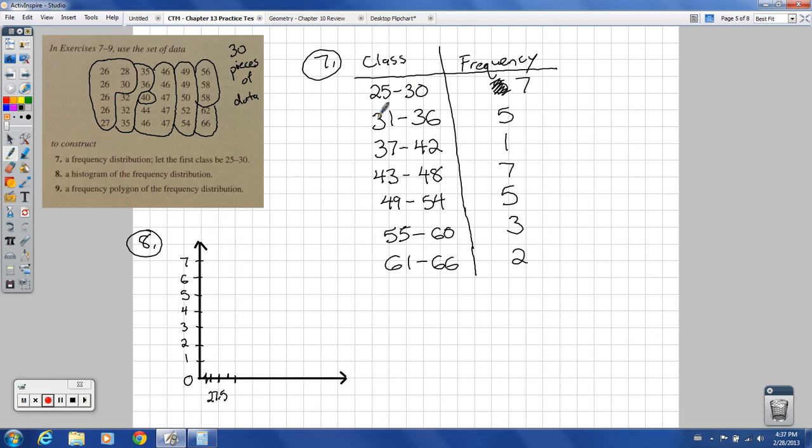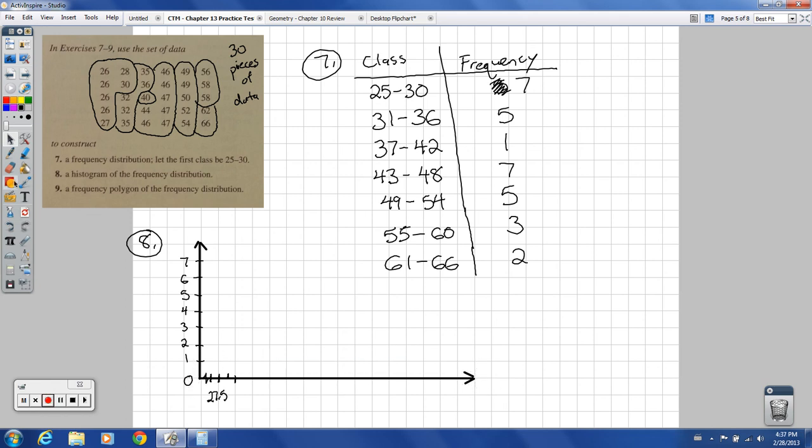And keep doing that. The class width is always going to be 6. We have 6 data values there. So I want to go up by 6 as I move up the scale here. I'm kind of squished together here. Why don't I spread this graph out just a little bit? Let's see if I can do this like this. Yep. Sweet. Okay.